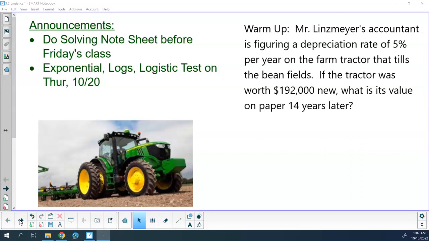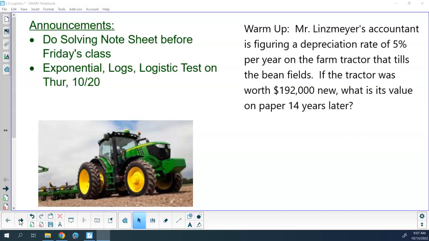Then, looking ahead, next week Thursday is your exponential, logs, and logistic test. Also, looking back at the board. Okay, and so we're ready to go with all of that stuff.